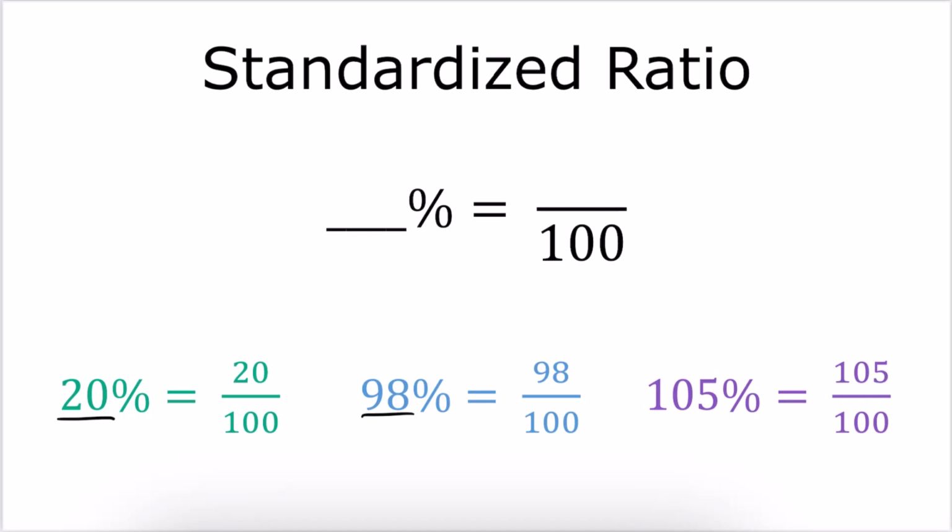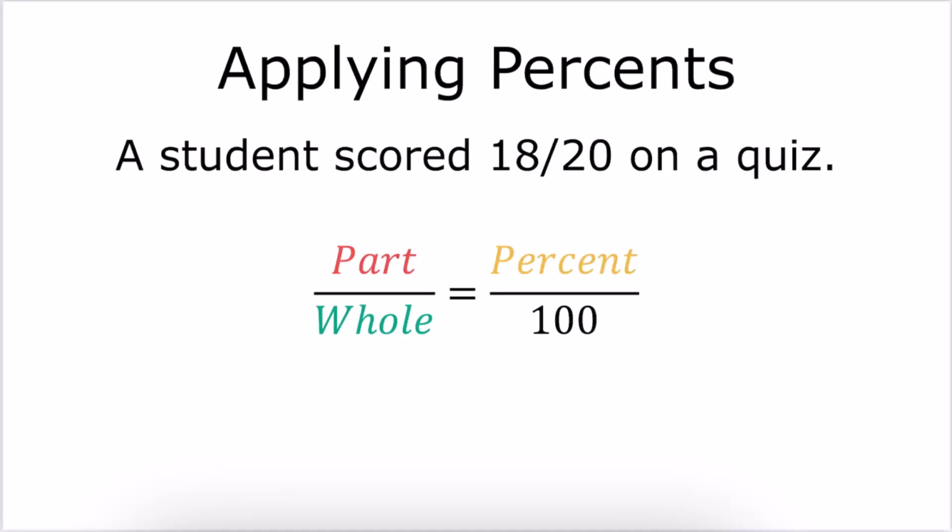Notice that this one is bigger than a whole because the fraction equivalent of it is an improper fraction, which means that it's greater than 1, which is why 105% is more than a whole, since a whole would be 100%. And so, an application of this would be if you had a student who scored 18 out of 20 on a quiz. So, the ratio of the number of questions that the student got correct out of the total number of questions would be 18 out of 20.